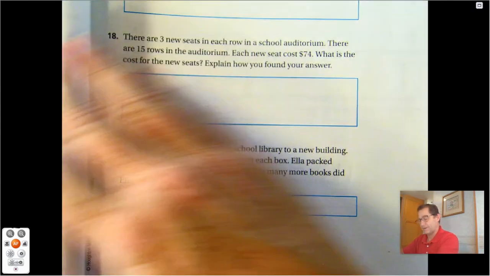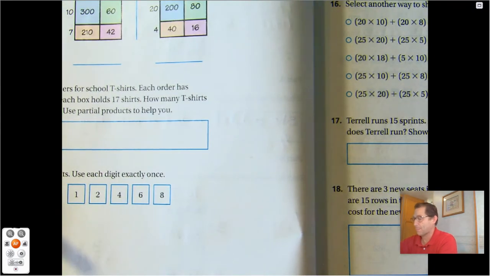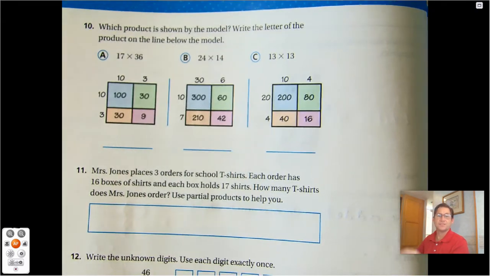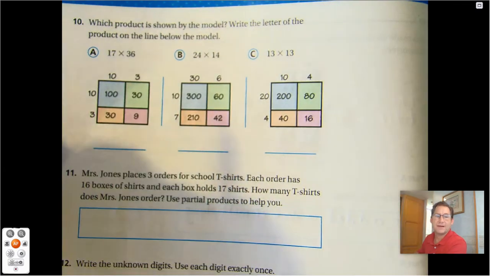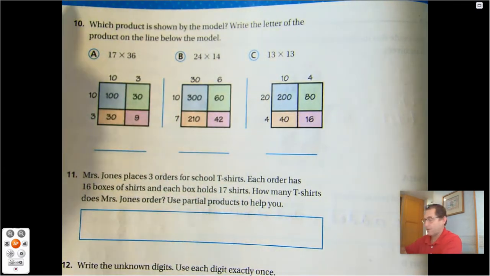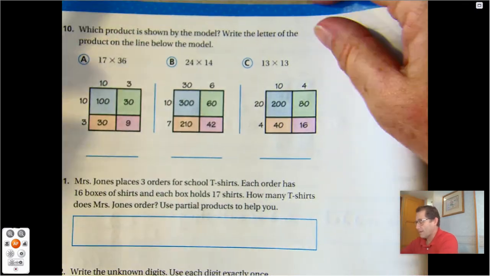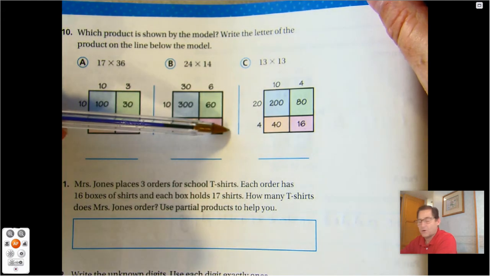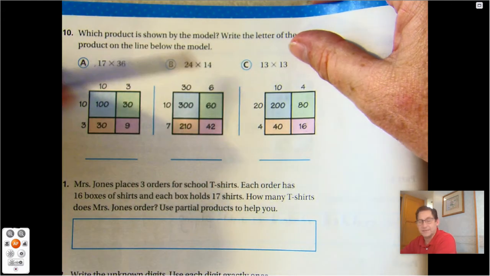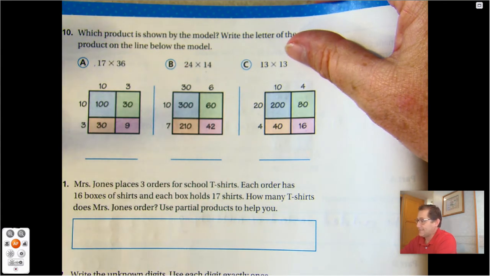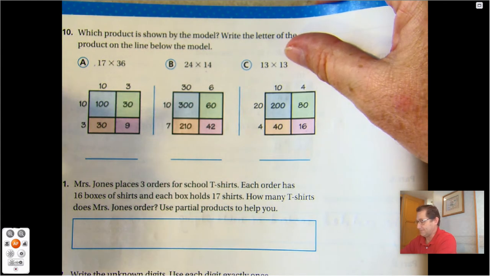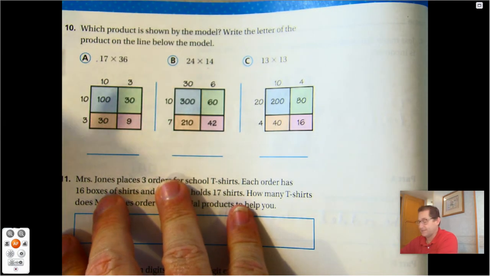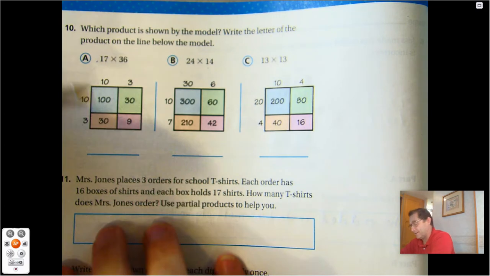Number 10. Which product is shown by the model? Write the letter of the product on the line below the model. Okay, so we have 3 different models, and I don't even need to really look at the numbers inside the box. All I have to see is how to break up the numbers. So 13 times 13, that's right here, right? 10 plus 3 is 13. 10 plus 3 is 13. So this one matches C.